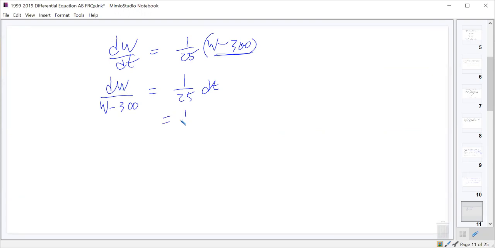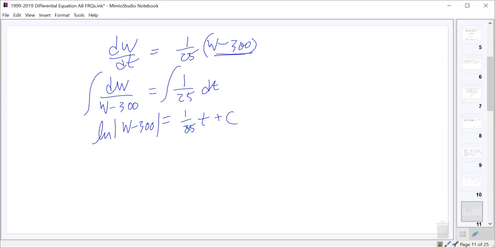Integrating the right gives you 1/25 t plus a constant. Integrating the left, you do the u substitution, u equals w minus 300, and you get du over u, and you end up with natural log absolute value of w minus 300. Everybody good there? Yeah? Okay, cool. Then we will exponentiate. Actually, then we will solve for a constant.